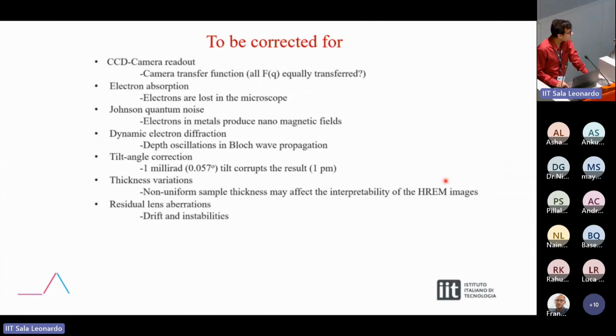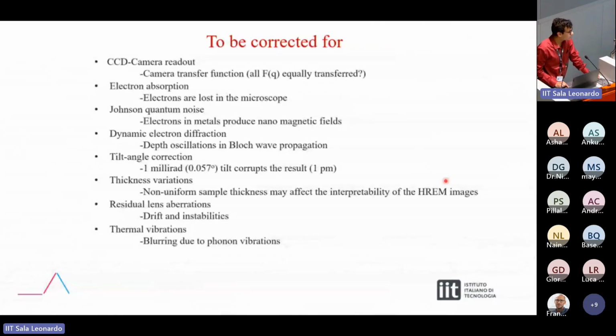Then we have residual lens aberrations. You have the objective lens, you have aberration correctors, but the excitation voltage or excitation current that you provide can fluctuate. You have a non-constant, variable current there with small fluctuations, and that can influence your resolution. Also, voltage fluctuation in the electron gun can affect the energy of the electron beam, and that can introduce more chromatic aberrations and so on.